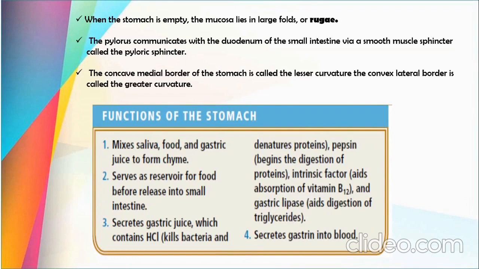Next is pepsin. This pepsin is responsible for the digestion of protein. Next is intrinsic factor, which aids in the absorption of vitamin B12. And the gastric lipase, which aids digestion of triglycerides. And the last function is to secrete gastrin into the blood.